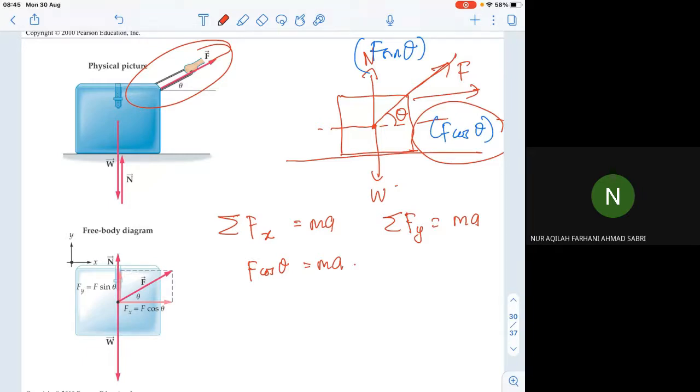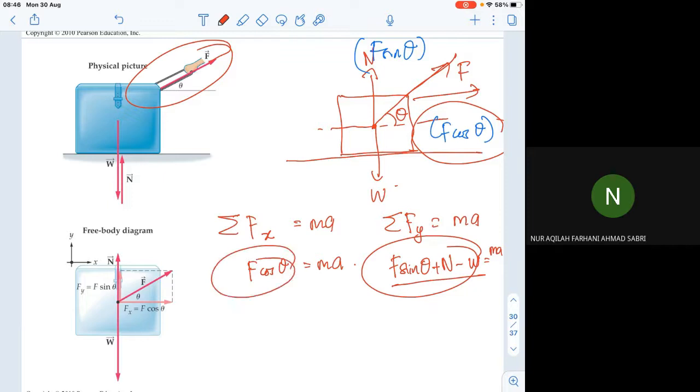So what is in the Fy? We can have F sine theta plus N minus W equals ma, or that depends. If there is no acceleration, then you can put 0. So you need to know every force in this part. Okay, so this is Fx, this is Fy. So try to imagine these things.